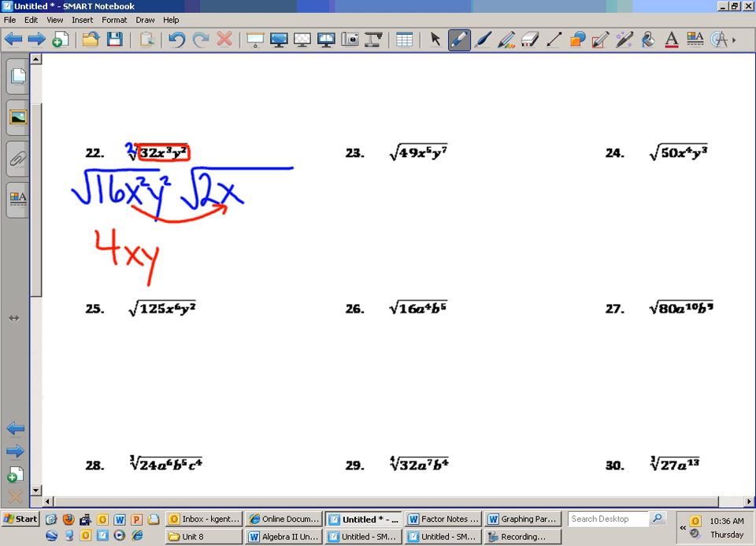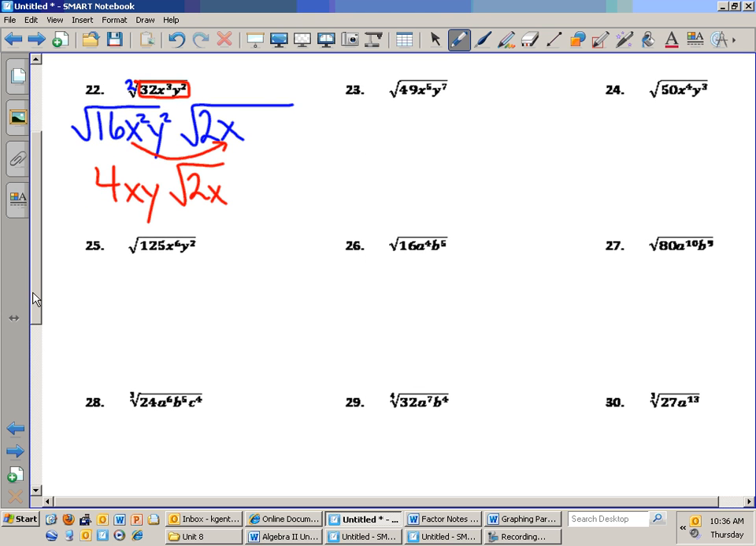4xy, and then I have the square root of 2x, and I just leave that there. So notice how at the beginning of class we started by doing easy problems that just involved basic numbers, and we simplified those radical expressions. Now they have variables, and that's how we do it. Let's try another one with the square root, and then we'll try cube root here in a second.